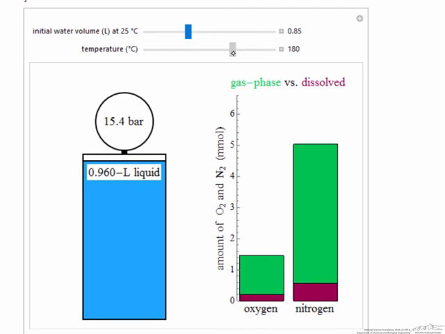So this simulation represents behavior when a liquid in a sealed container is used in some inorganic synthesis, such as a zeolite synthesis. And it takes account of the ideal gas law, saturation pressure, expansion of liquid, and solubility of oxygen and nitrogen in water.